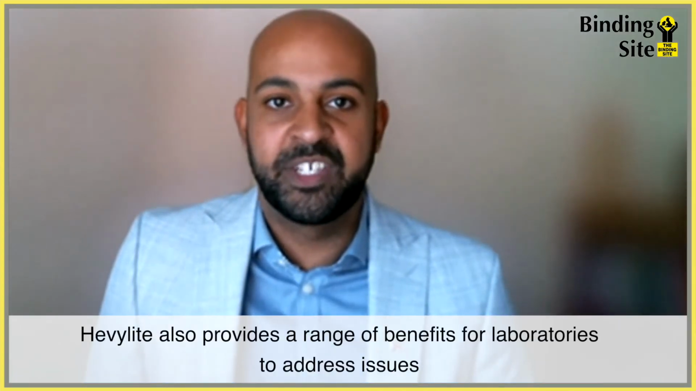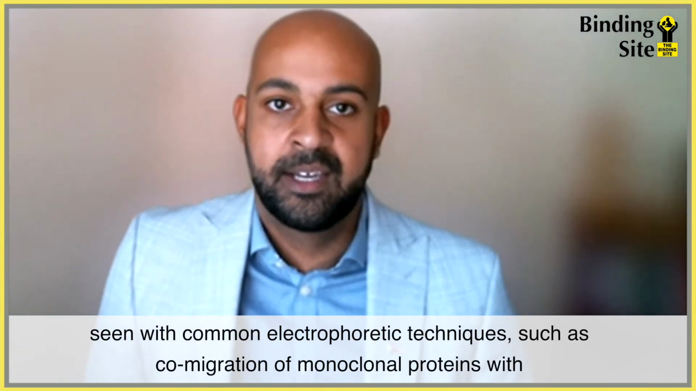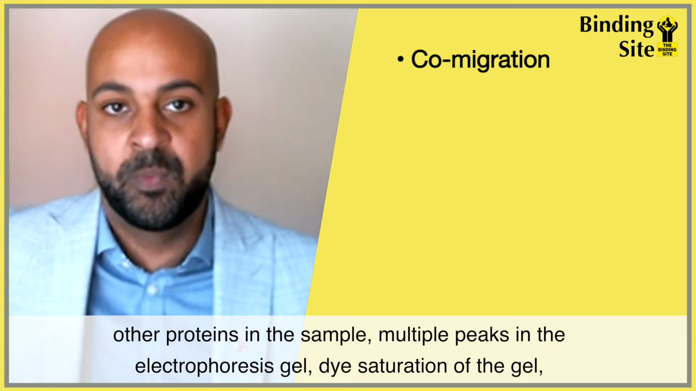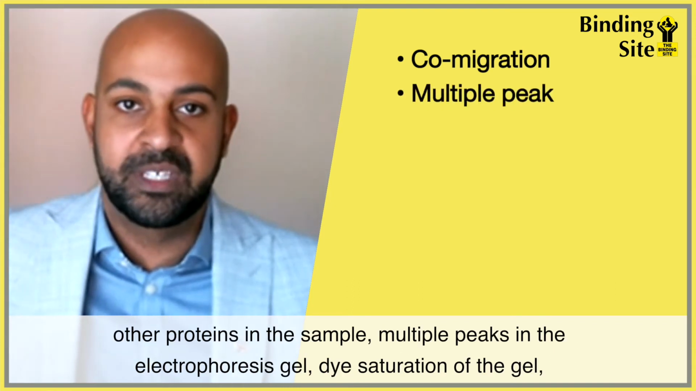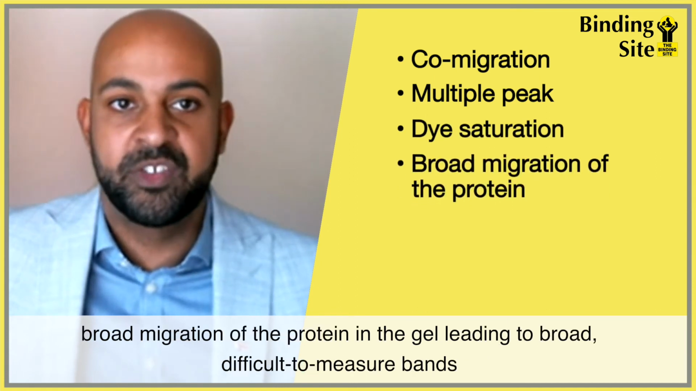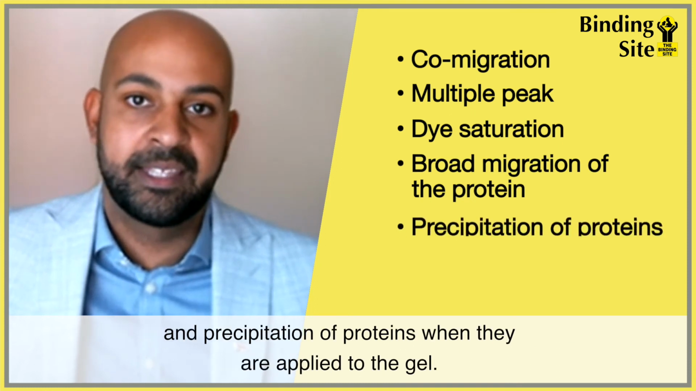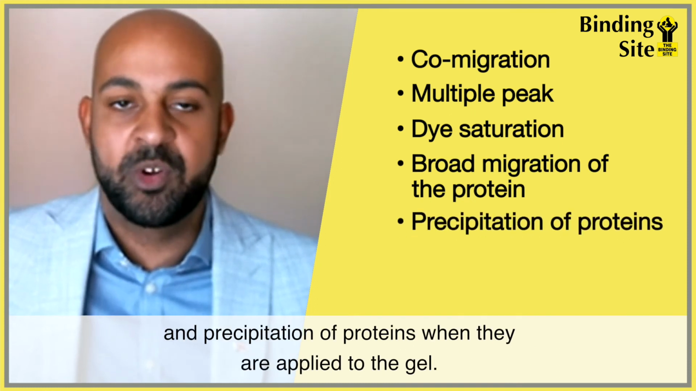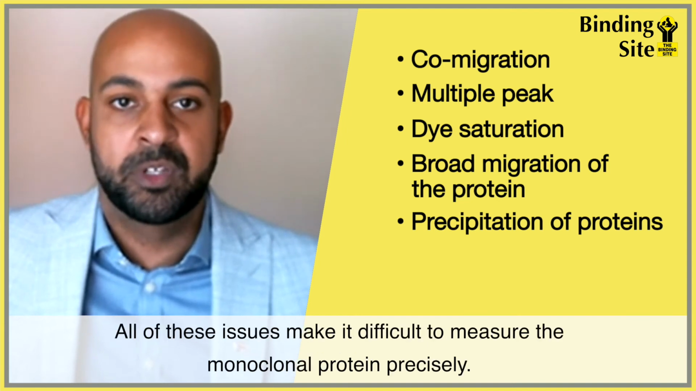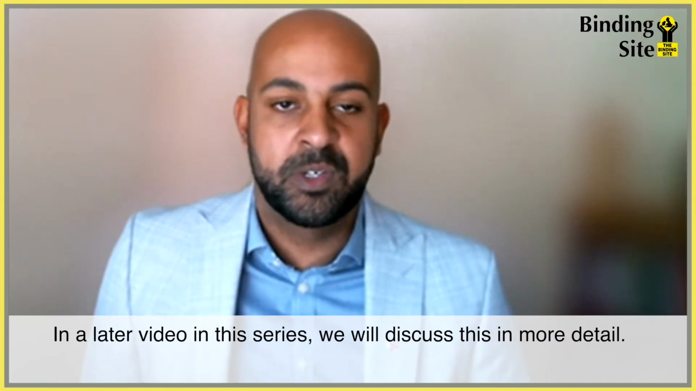Hevylite also provides a range of benefits for laboratories to address issues seen with common electrophoretic techniques, such as co-migration of monoclonal proteins with other proteins in the sample, multiple peaks in the electrophoresis gel, disaturation of the gel, broad migration of the protein in the gel leading to broad, difficult to measure bands, and precipitation of proteins when they are applied to the gel. All of these issues make it difficult to measure the monoclonal proteins precisely. In a later video in this series, we will discuss this in more detail.